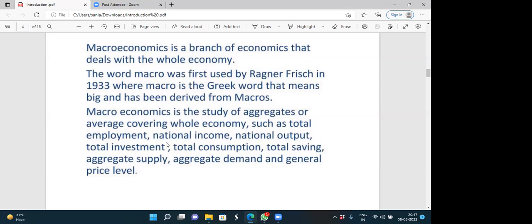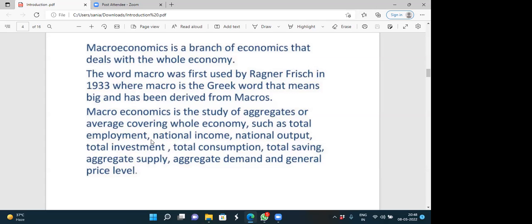You can write such as total employment, national income, national output, total investment, total consumption, total saving, aggregate supply, aggregate demand, general price. See, general price level is general prices for everyone. In microeconomics, it's the retail price, which means the individual price, but general price is for everyone. Like if the samosa costs 10 rupees, that's a general price. For Khushi it is 10, for Muhammad it is 10, for me it is 10, for everyone it is the same.